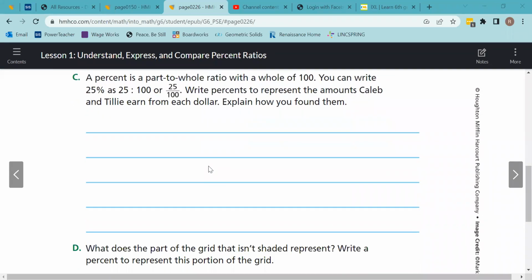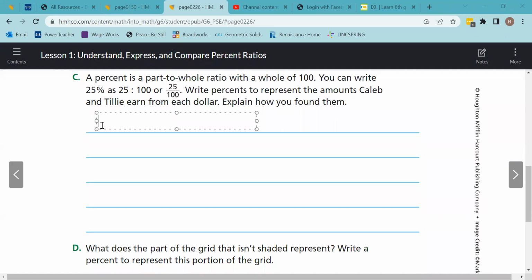A percent is a part to whole ratio with a whole of 100. You can write it as 25%, 25 to 100, or 25 over 100. So just like we've been writing ratios 3 different ways, okay? Write percents to represent the amounts Caleb and Tilly earn from each dollar. Explain how you found them.